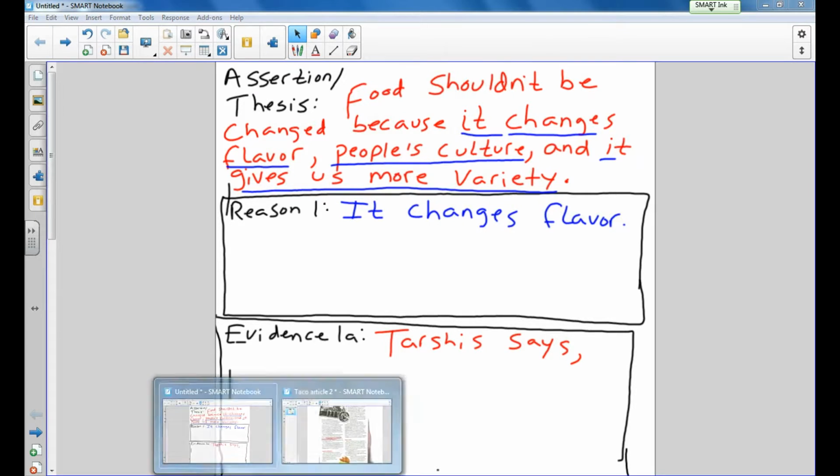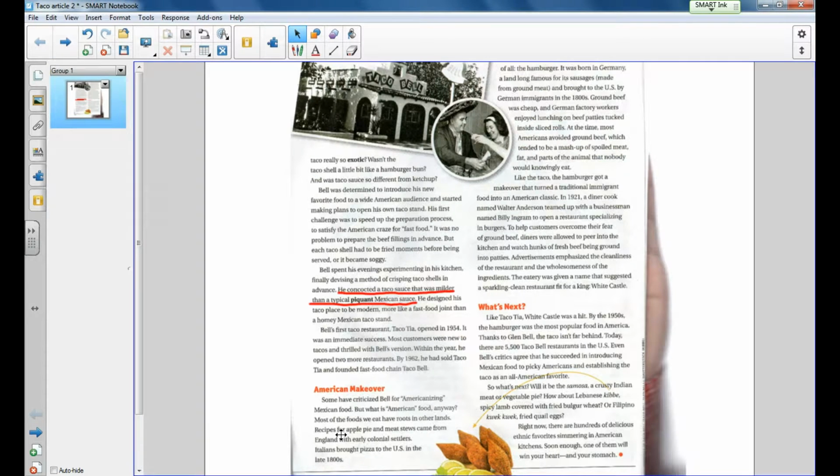Now I'm going to go back to my article and I can decide whether I want to quote it. In other words, I need quotation marks, so I'm going to say word for word what Tarshish said, or I can paraphrase it, which means I can change the words. I need to keep the same idea, but I can change the words. I think I'm going to paraphrase this because I can shorten it up a little bit and still get my point across.